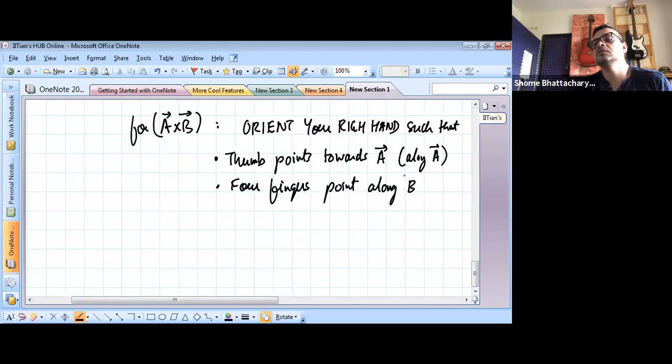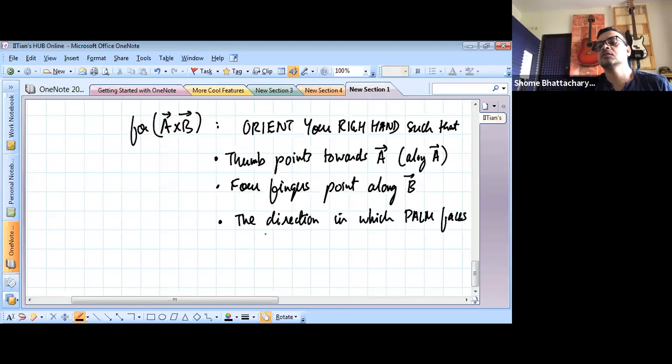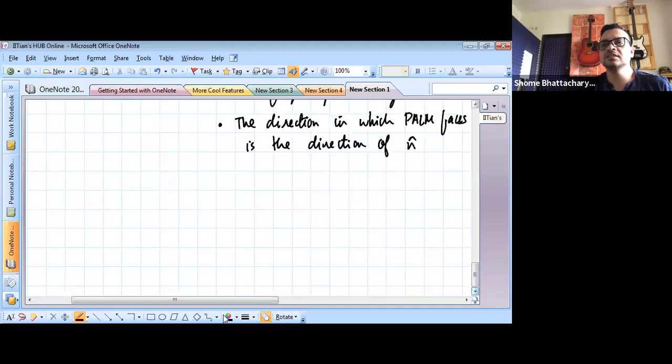along B. So whichever vector is written before the cross, the first vector, we have to keep our thumb along that vector, and whichever is written as the second vector after the cross, then our fingers have to point along that. Then the direction in which the palm faces is the direction of n cap. Okay, so this is the right hand palm rule. So I will come back to giving you the words for it, but let's just understand this with an example.